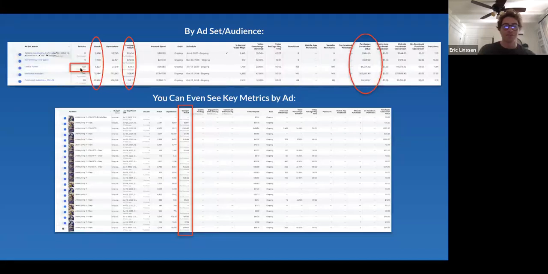And we drove 108 purchases in this middle funnel audience, which is people who have engaged with ads and then maybe went to the website and left. So they've shown intent in donating to this specific nonprofit and then left, and then we remarket to them again. And then you can even see key metrics by ad, which is super helpful.